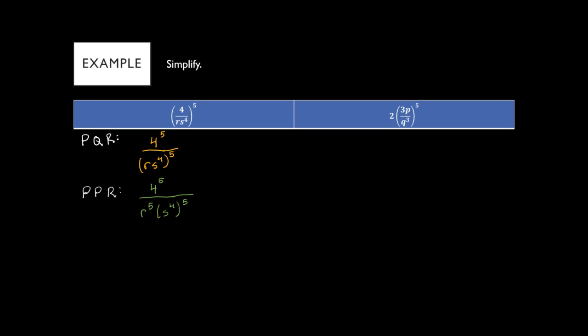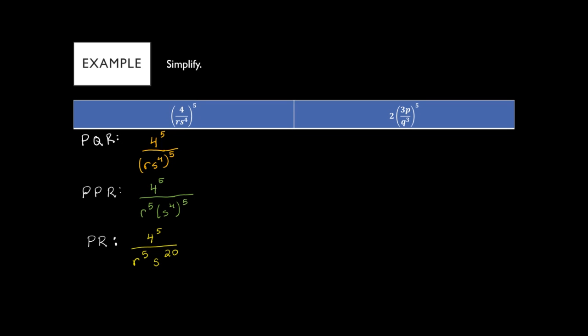Now I need to do something with the s to the 4th to the 5th, so that's the power rule, which I'm abbreviating PR. So we have 4 to the 5th over r to the 5th, and then you multiply those exponents. 4 times 5 is 20.